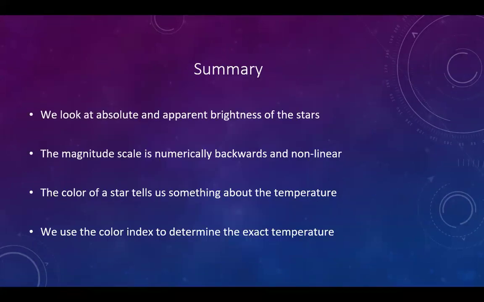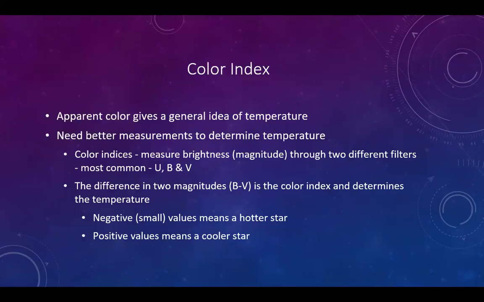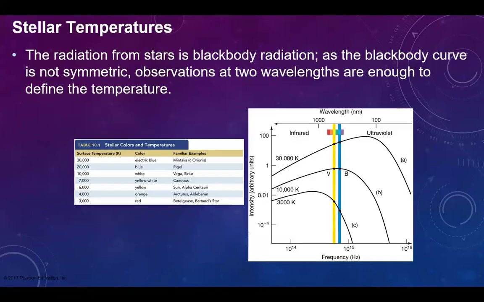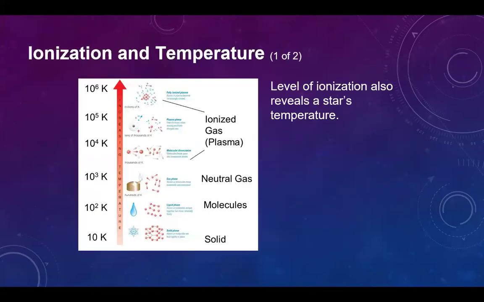So we look at the absolute and apparent brightness of stars. The magnitude of stars scale is numerically backwards and nonlinear. The color of a star tells us about its temperature, and we can use the color index to find the exact temperature. Oh, okay. It's negative because it's B minus V, but those are magnitudes, so they're upside down. That's what it is. That's why I was confused.